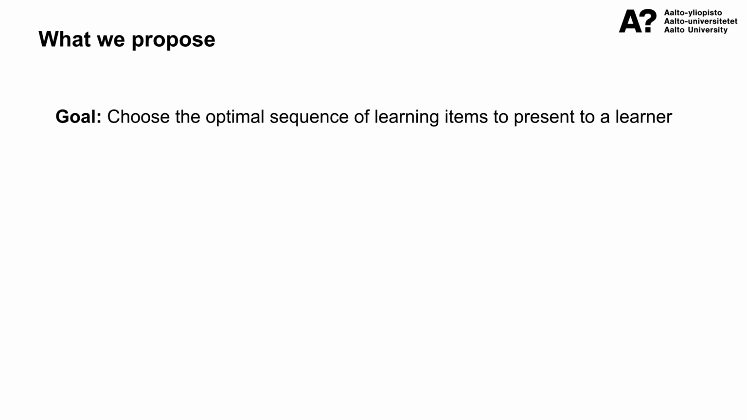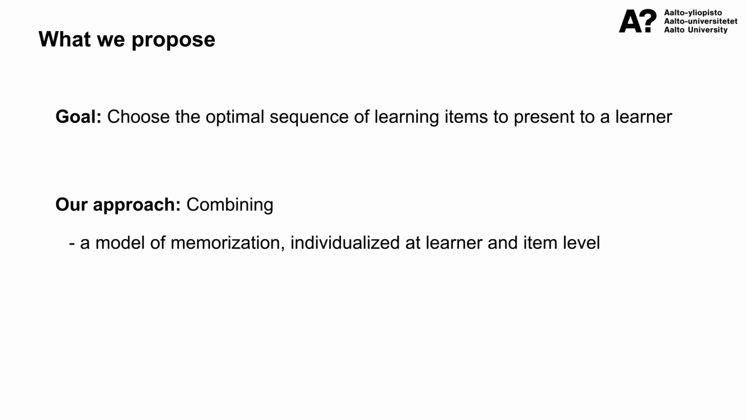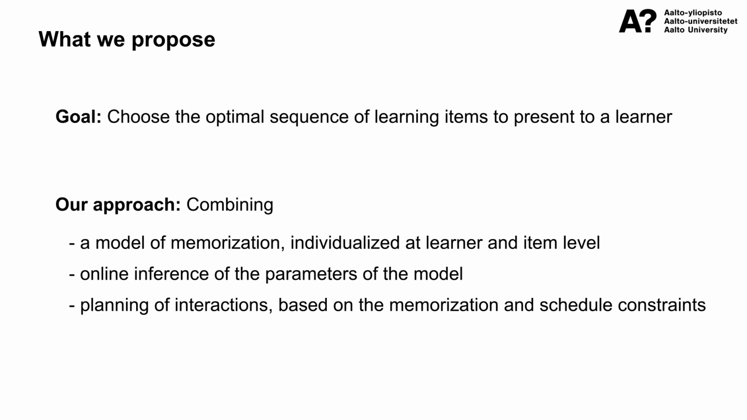Based on these reflections, we propose in this paper a novel approach to solve the problem of choosing the learning items to present to a learner. This approach incorporates a model of how the learner forgets, which is individualized for the learner and for the item. This model, the parameters of which are inferred online during the interaction, is then used to plan which items to present based on the learner's practice schedule.